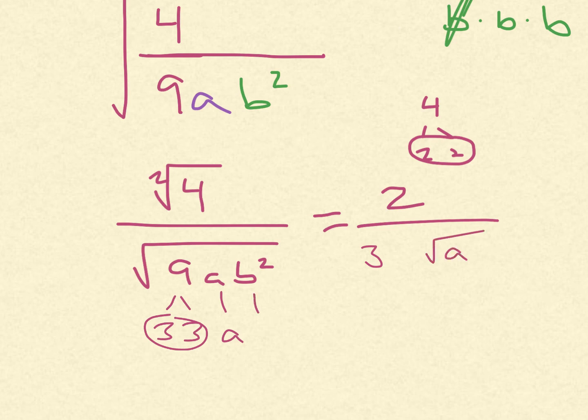And then how many b's do we have? 2 b's. Can we circle our b's? Yep, because we have a pair of b's. What do we do with the b? Inside or outside? Outside, because we circled it, so it goes to the outside. So this is our final answer.